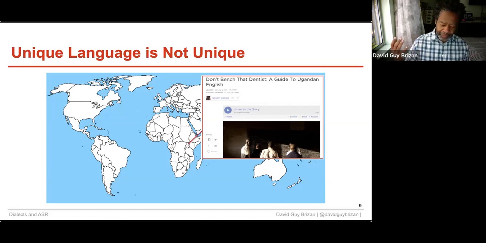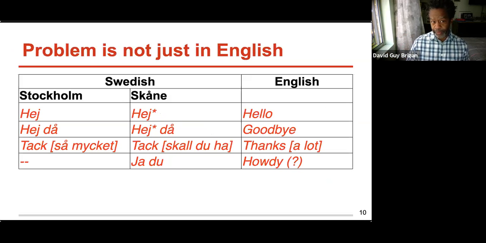If I'm Ugandan, don't bench that dentist is just shorthand for, I understand, and it doesn't need any further explanation. Outside of Uganda, however, we need a larger explanation about what that means. And that's just one example. There may be several other examples.